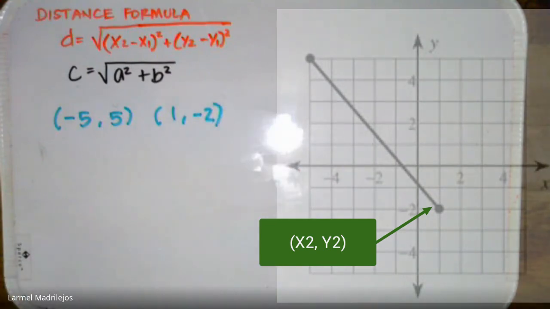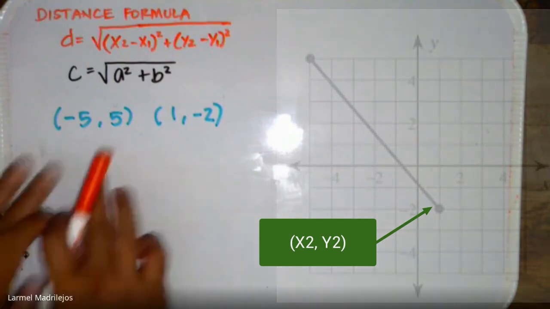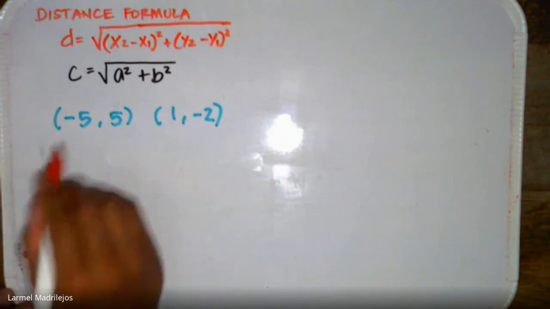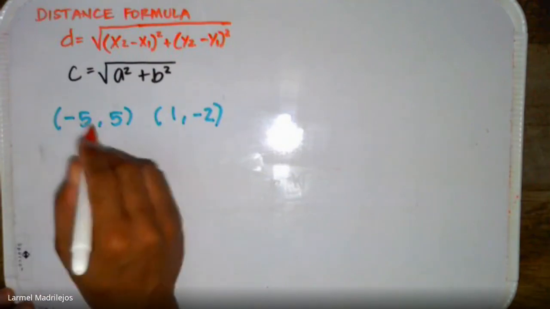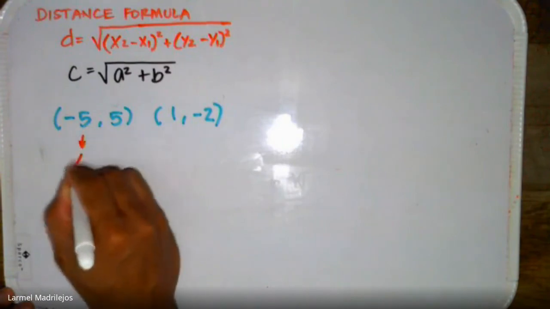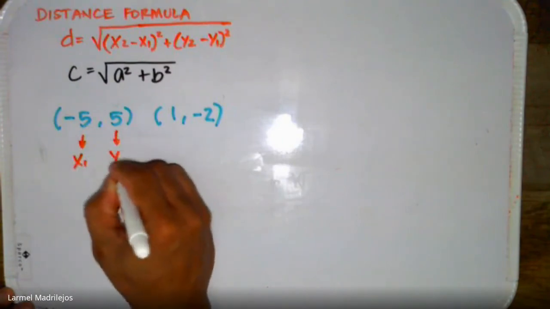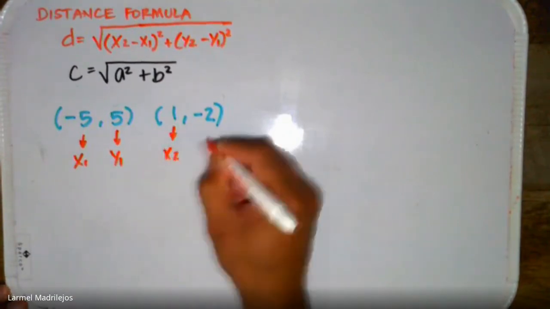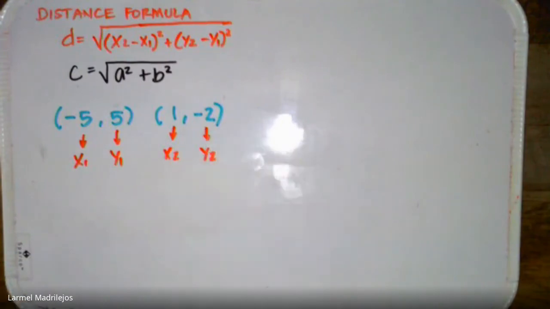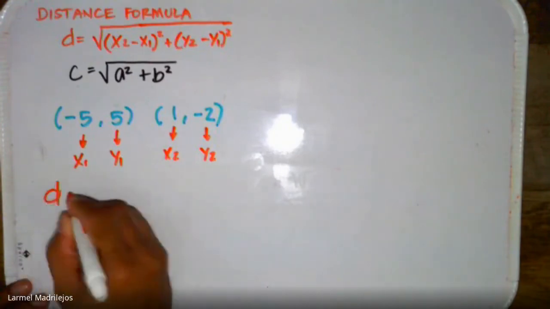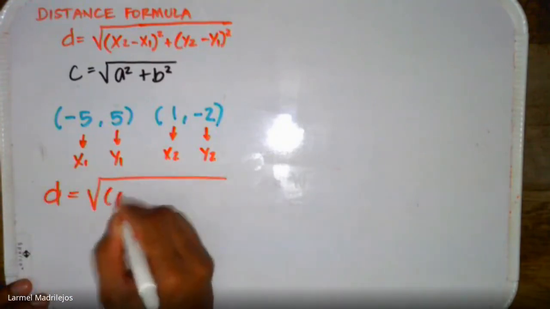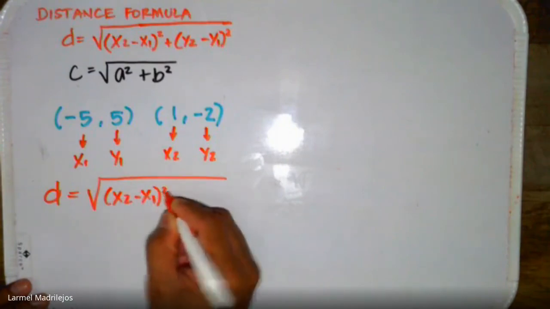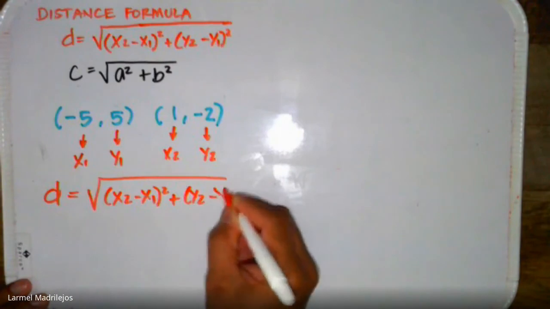So this time I need to identify my first coordinate and second coordinate. I'm going to put this as my first coordinate, point 1. This can be my x sub 1 and that's my y sub 1. The second coordinate is going to be my x sub 2, and this is y sub 2. The same process. We're going to apply the formula, which is d equals the square root of (x sub 2 minus x sub 1) squared plus (y sub 2 minus y sub 1) squared.